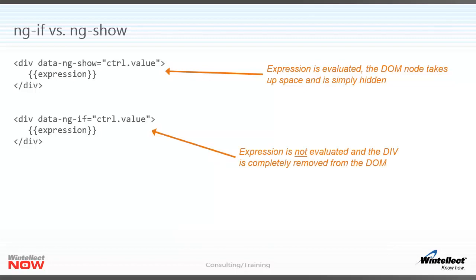In ngIf, the expression inside that container is not evaluated if the condition fails, and it's actually removed from the DOM. So this gives you the advantage of not having listeners or compiled scope for that container if that value turns out to be falsy. So this is advantageous because it can save a lot of performance if you're simply not going to show that section of the UI.